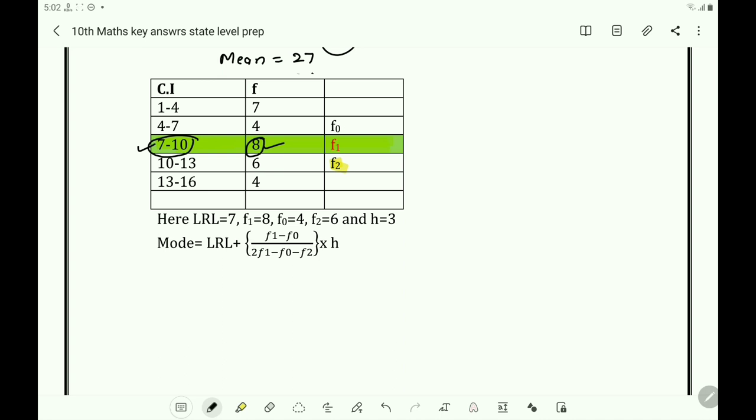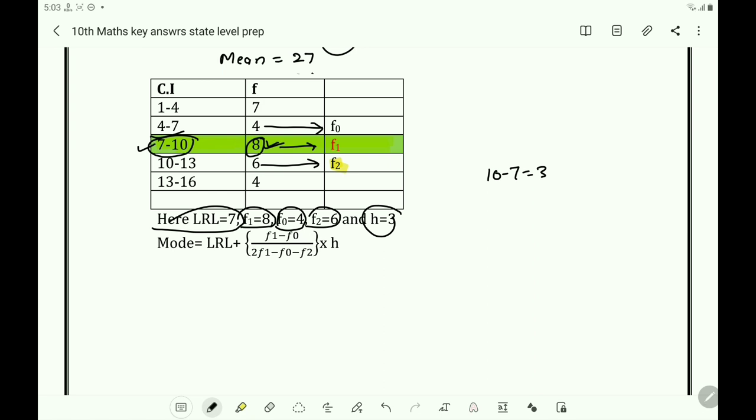After getting the modal class, find out f1. f1 is the highest frequency. So this is f1. Then f0 is the frequency of the previous class of the modal class, that is 4, and f2 is the frequency of the class after the modal class, so f2 is 6. So here you write f1 is 8, f0 is 4, f2 is 6, and L is the lower limit, 7, and h is the size of the class, that is 10 minus 7, which equals 3.